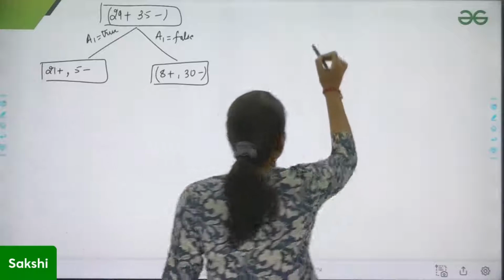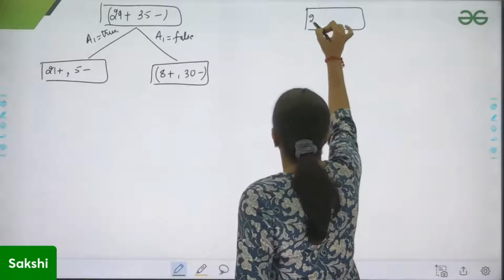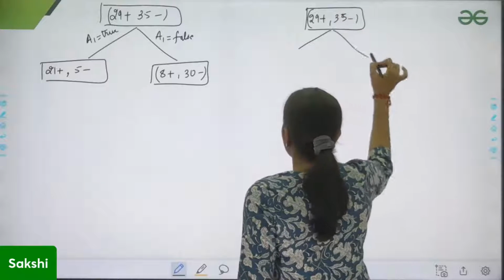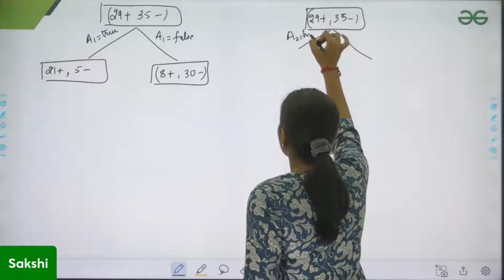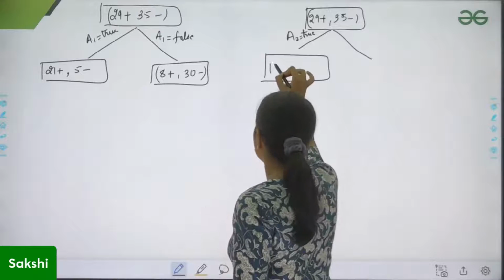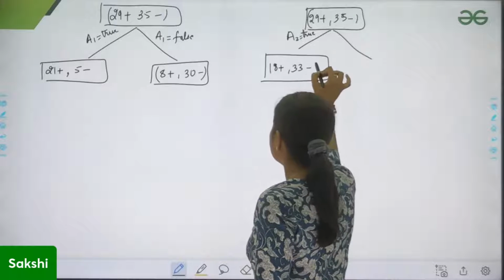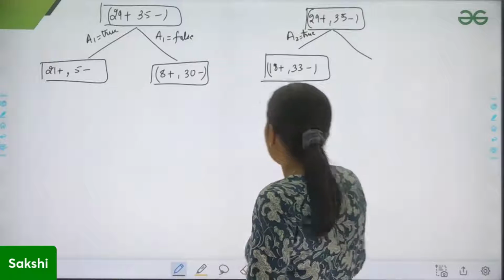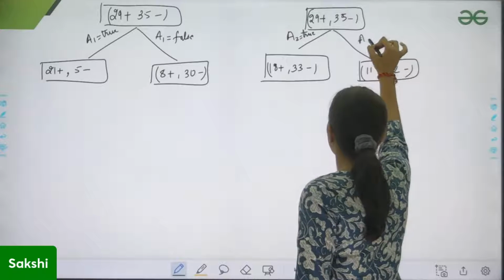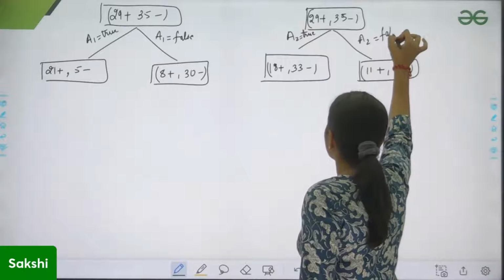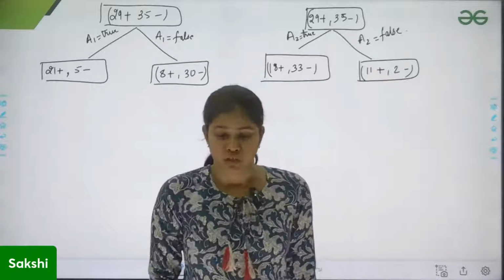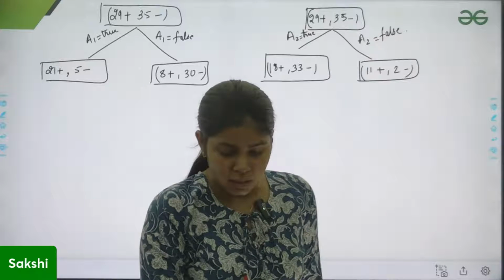Another one uses the A2 feature. Again I am splitting the same data set, 29 positive and 35 negative, using this A2 feature. If the A2 condition is true, the split is 18 positive and 33 negative. And if it is false, then 11 positive and 2 negative. Overall, it is making 64 examples. True, false. So I told you to find out the information gain in both cases. Let me know what would be the information gain in both cases.